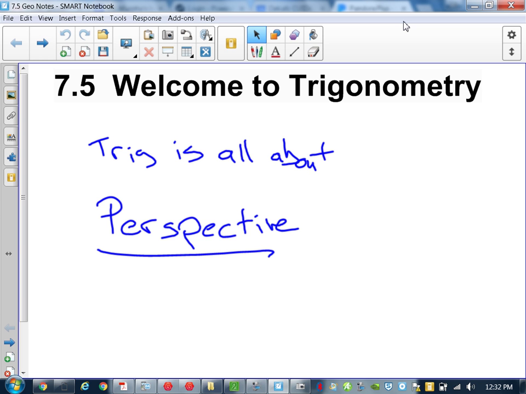Is that it's all about perspective. And what I mean by perspective, it's all about the way that you look at something, which means that you have to understand the basics of what exactly you are looking at within a diagram. Now, we've done a lot of this before.